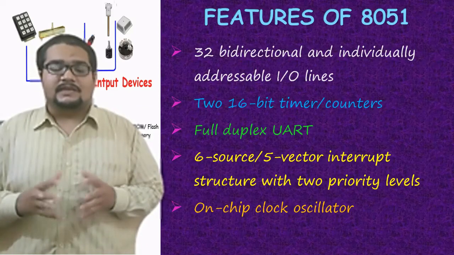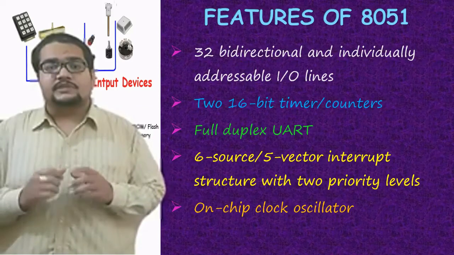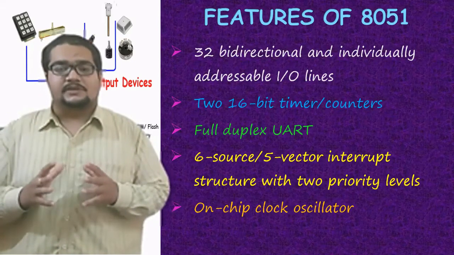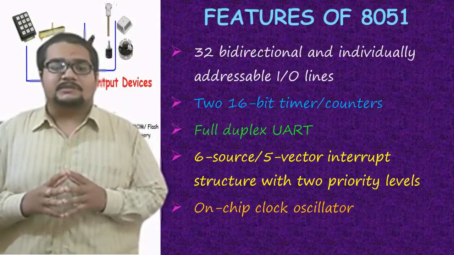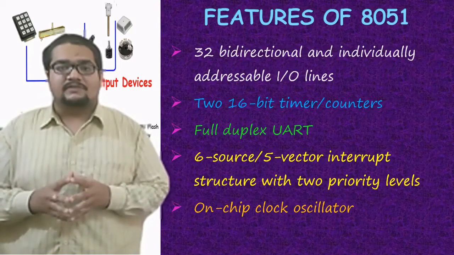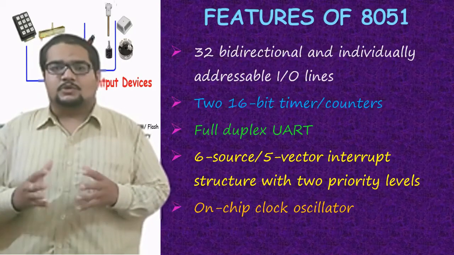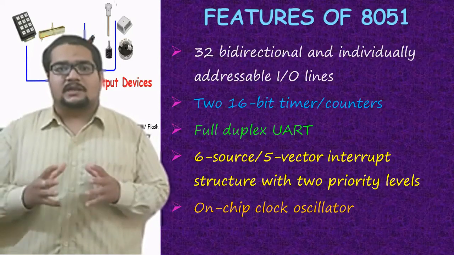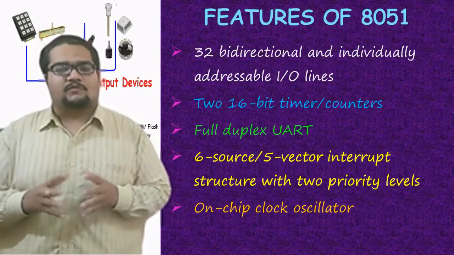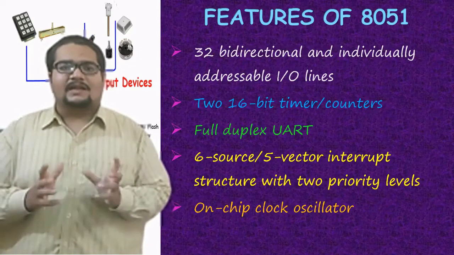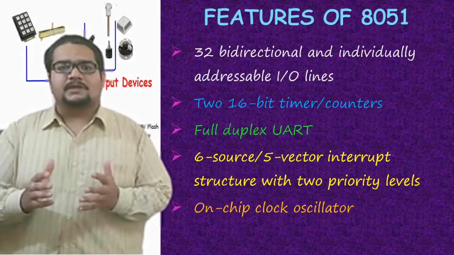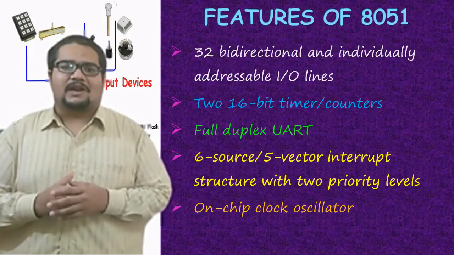Next, we have two 16-bit timer and counter registers. Timers are very essential. When we have timers in a system, we can always monitor and count the events going on. Suppose I want to keep a fan or a light on for a particular period of time, and after that switch them off. I can write a simple program using my timer that if the time extends to this particular value, switch off my light or fan.